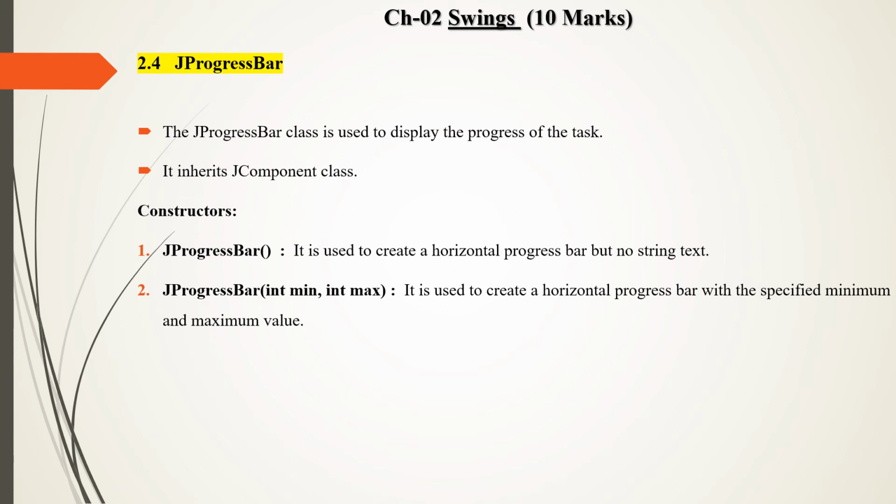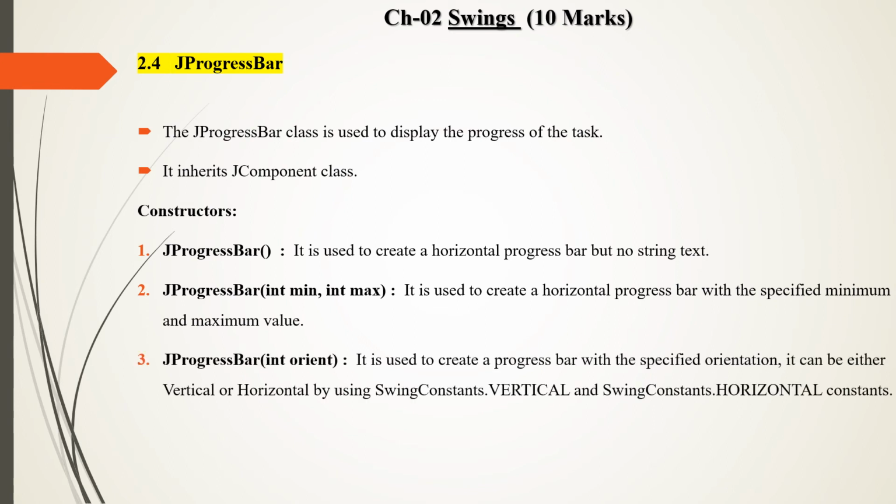Second constructor of JProgressBar has two parameters. First parameter is integer minimum value and second parameter is integer maximum value. So many times the progress bar starts from 0 to 100%. So minimum value is 0 and maximum value is 100. We can set the minimum and maximum value according to our requirement. So the second constructor is used to create a horizontal progress bar with the specified minimum and maximum value.